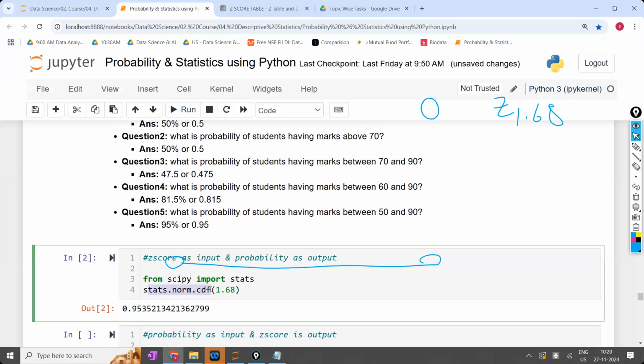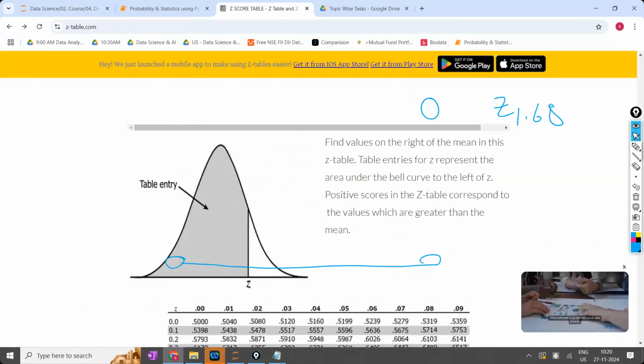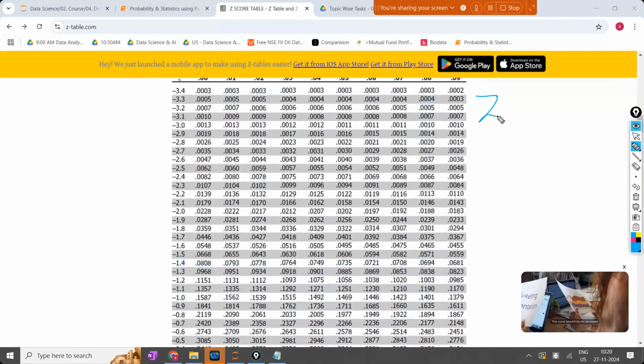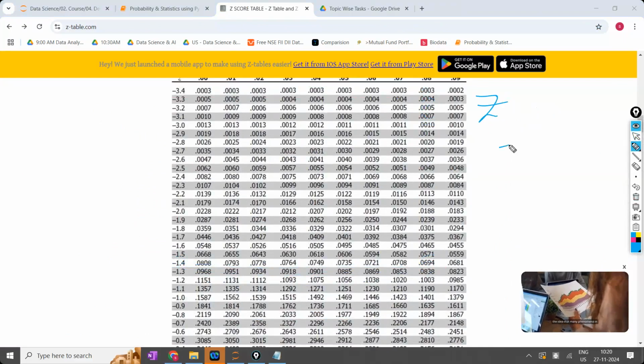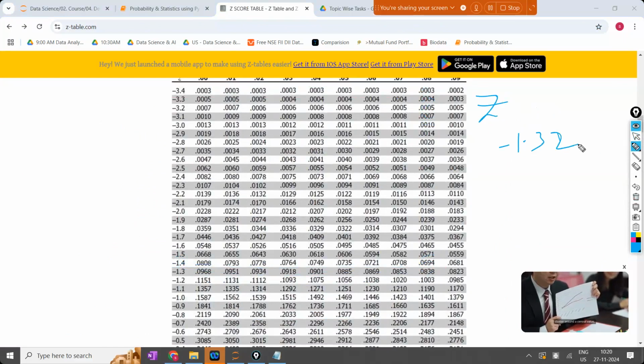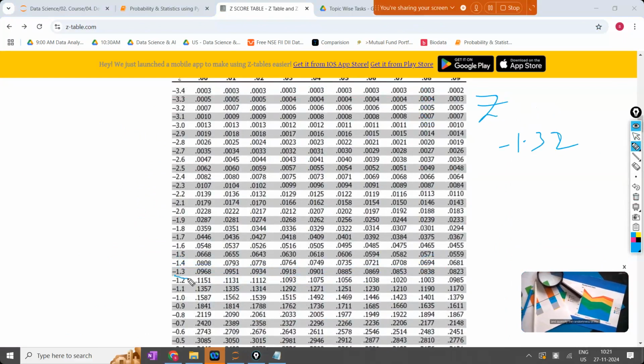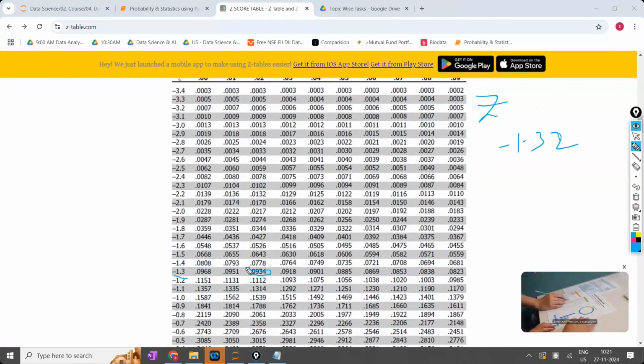Let's try with one more number. Take a negative number, choice is yours. For example, I'm going to take the probability at Z equals minus 1.32. This is 1.3, and what is 2? This is 0, 1, 2. That is 0.0934. Okay. Let us cross check in Python whether we are getting the same answer or not.